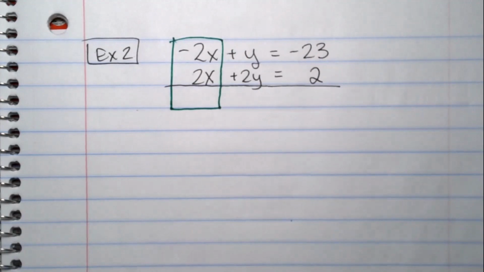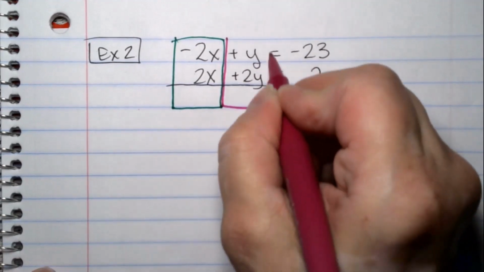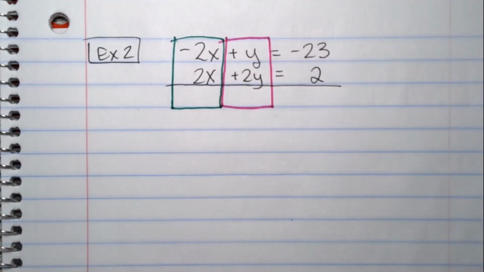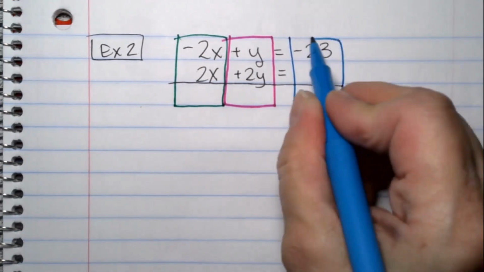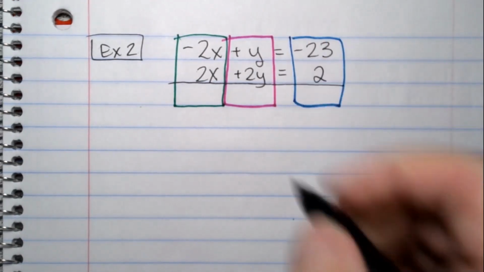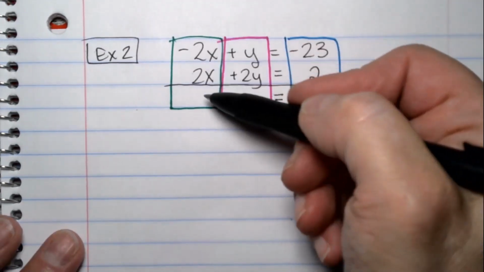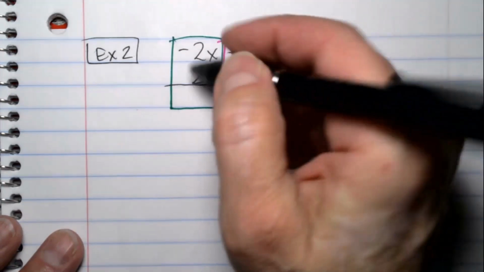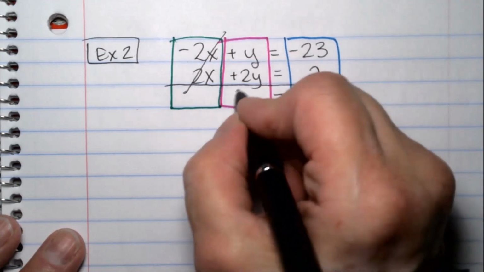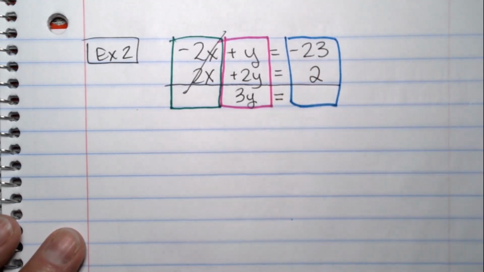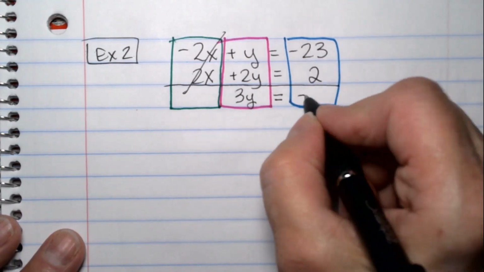So I'll put my x's together. I'm going to put my y's together. And you have to keep x's and y's away from numbers. These things are all separate things. They do not go together. You cannot combine them all. So when you combine the x's, do you guys see the x's are going to cancel? Boom. y plus 2y is 3y. And negative 23 plus 2 is negative 21.